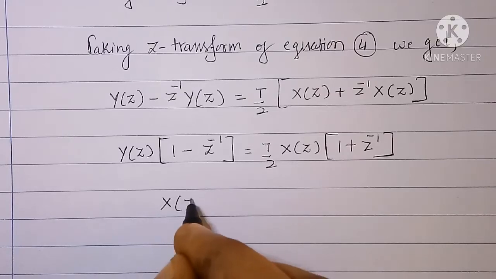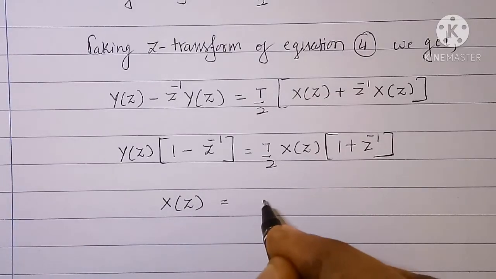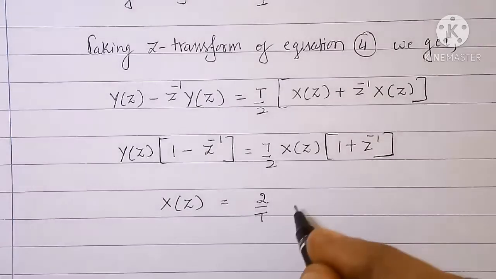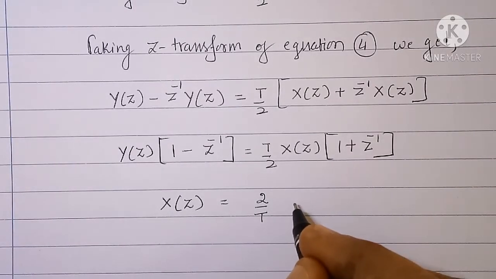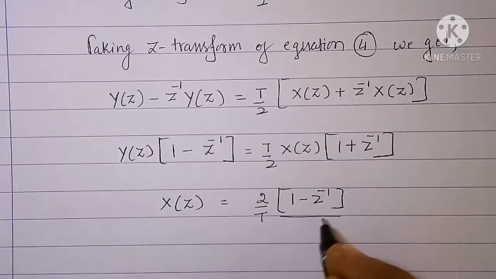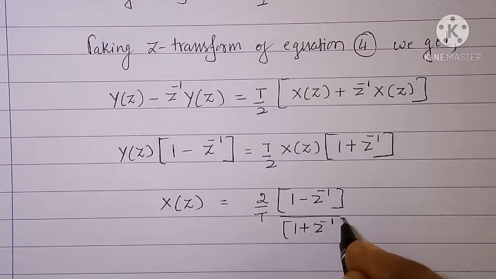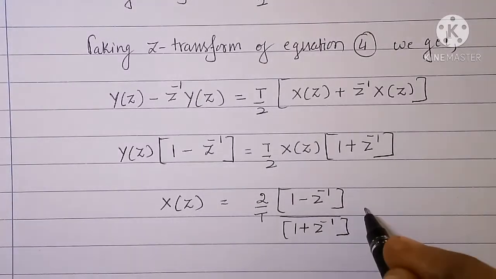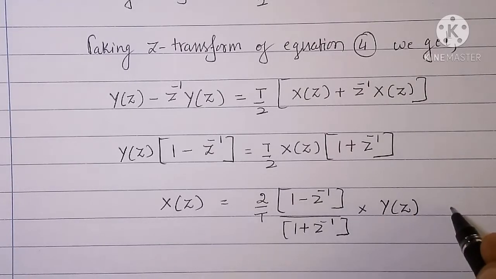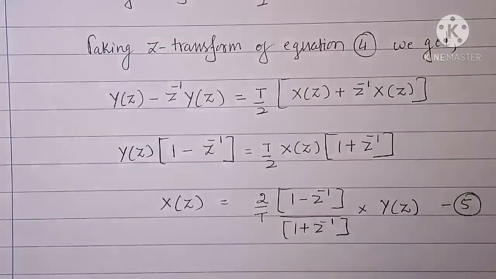Writing for Y of z, we get 2 by T into 1 minus z raised to minus 1 upon 1 plus z raised to minus 1, into X of z. Let us call this equation 5.